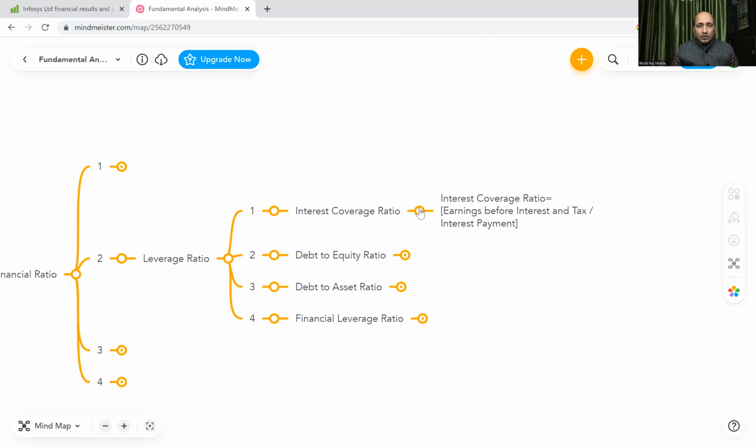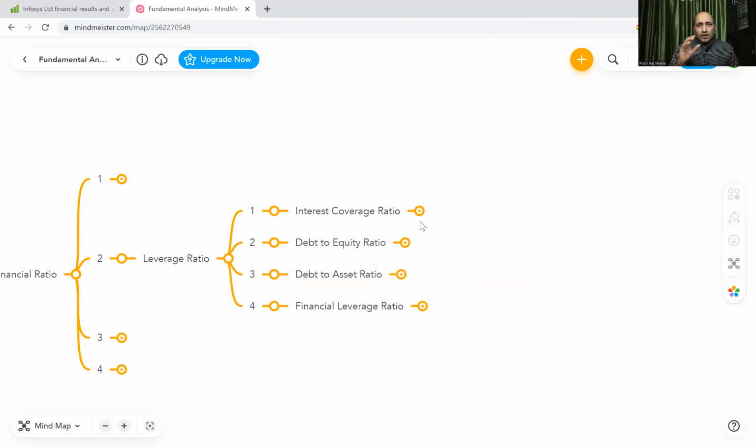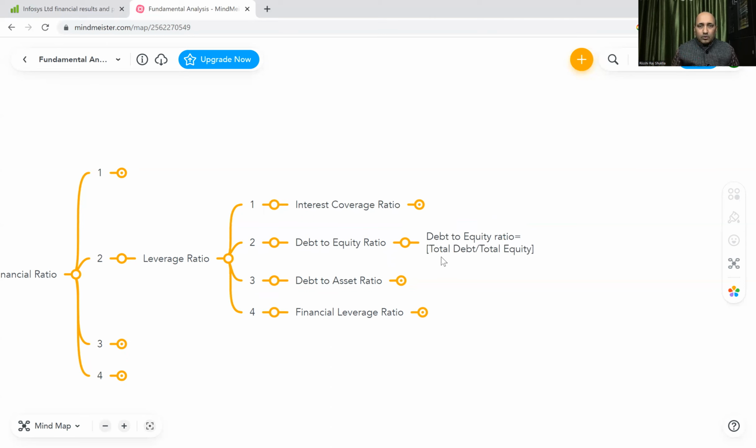Now comes the debt to equity ratio. The debt to equity ratio measures the amount of equity capital with respect to debt capital. So the formula to calculate the debt to equity ratio is total debt divided by total equity.